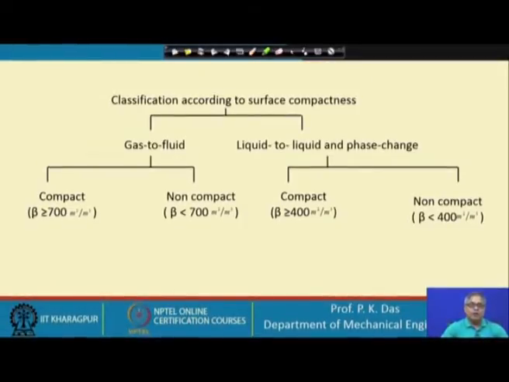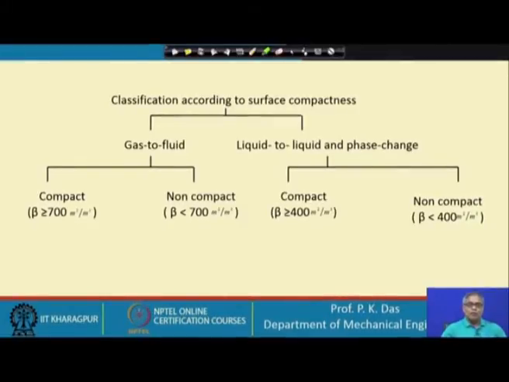So, to quantify the compactness of the heat exchanger, what do we do? We have coined a term, compactness, and we denote it with a symbol beta. So, you see there is beta. The unit is given as meter square by meter cube. So, this is heat transfer area per unit volume of the heat exchanger. Again, one can define it from the hot side or from the cold side.